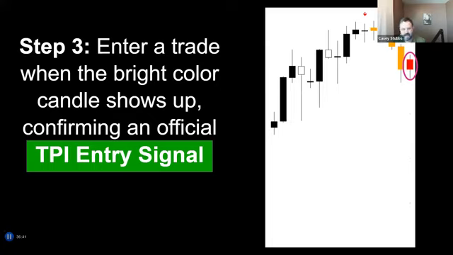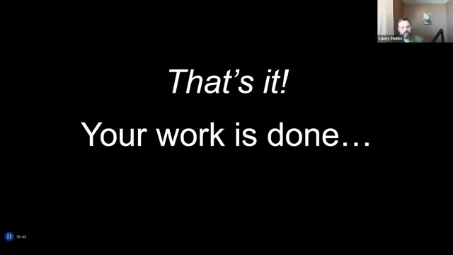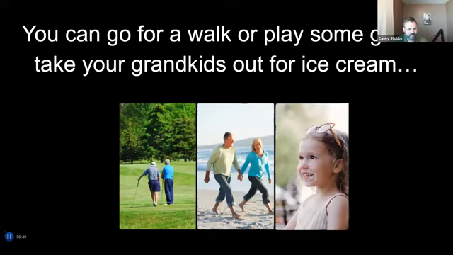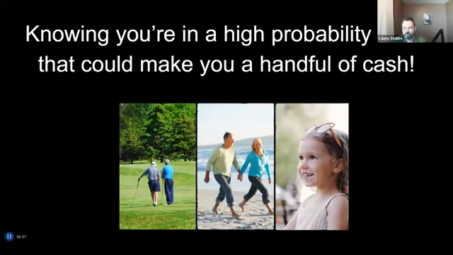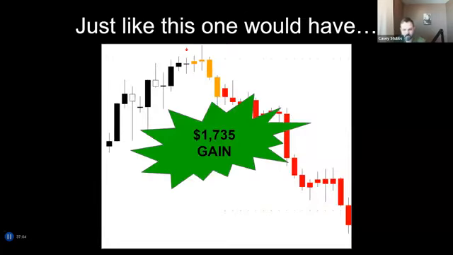It's a TPI official entry signal. That's it. Your work is done. You can go for a walk or play some golf or take your grandkids out for ice cream, knowing you're in a high probability trade that could make you a handful of cash. Just like this one would have, a $1,735 gain.